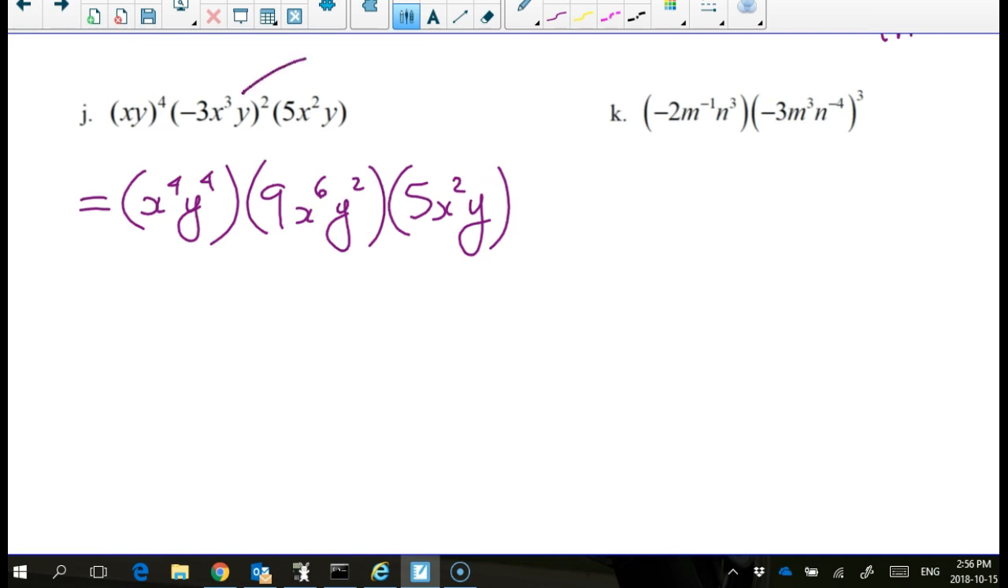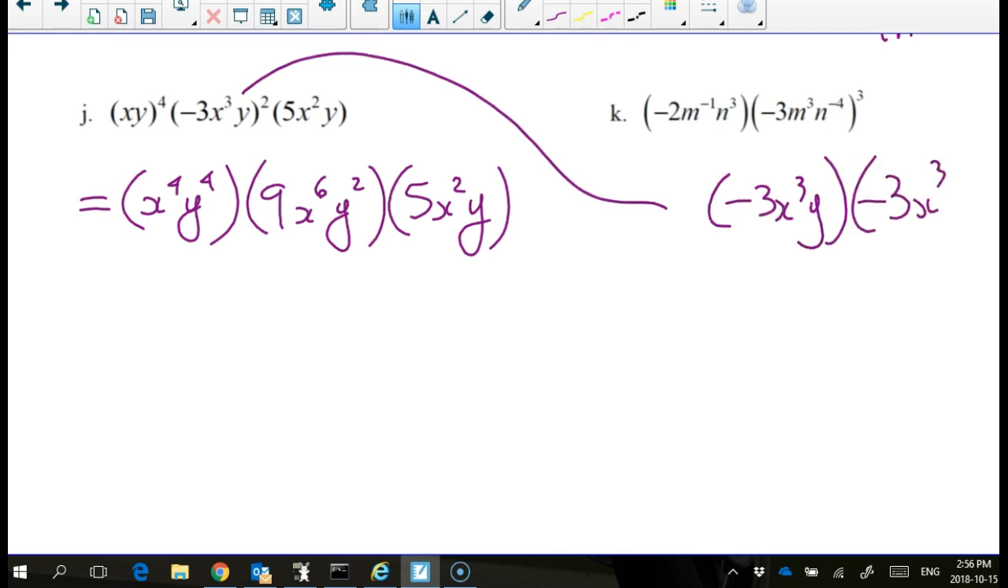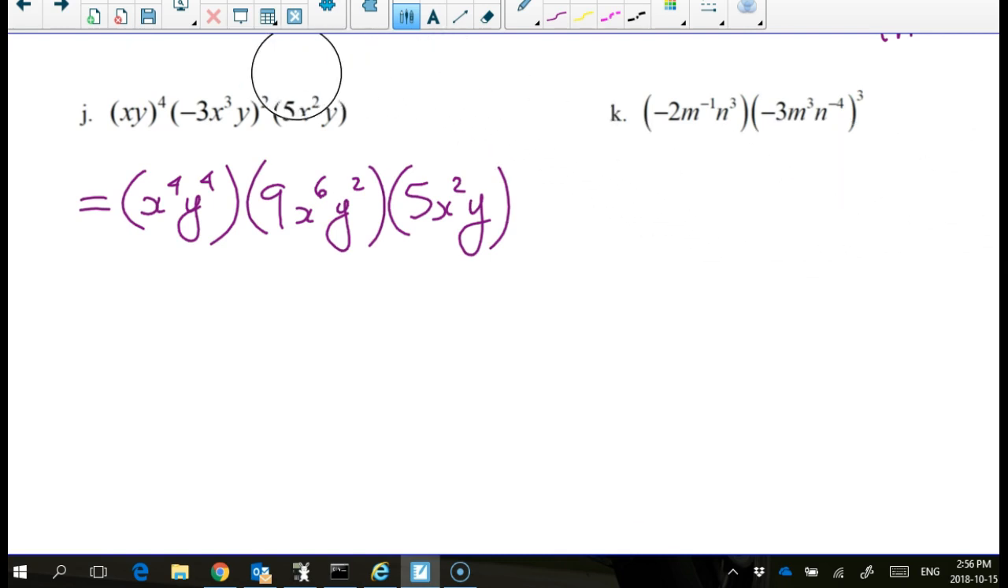Think about what this means. -3x cubed y times -3x cubed y. -3 times -3 is +9. Next to the 6, you get a y squared. So you can always go back to first principles. What does it mean to square something, right? Just to multiply it by itself. And as far as work goes, you really don't need to show too much.